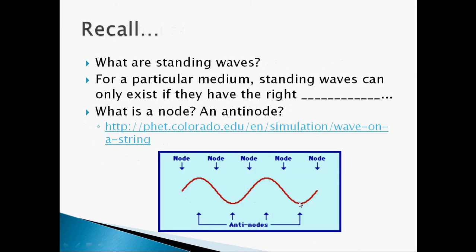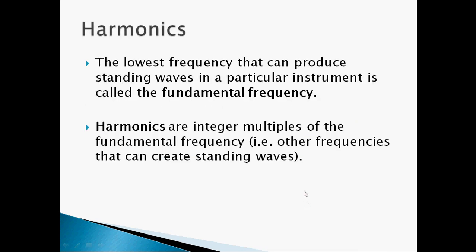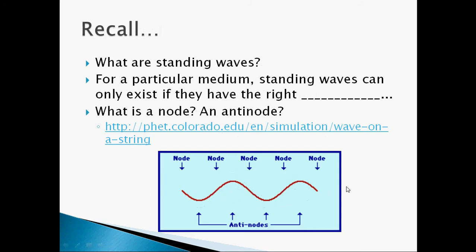Because if we notice at these locations that I'm pointing to right here, where we get maximum oscillation, we always have constructive interference. And then there are other locations here where there's always destructive interference that don't move very much at all. The terms for these different locations are, at the place of maximum oscillation, we've got antinodes, and at the places of minimum oscillation, we have what we call nodes. So the nodes don't move very much at all. The antinodes move maximally.